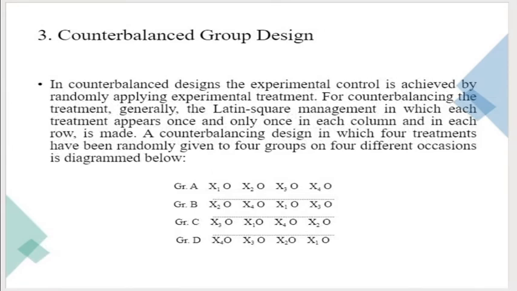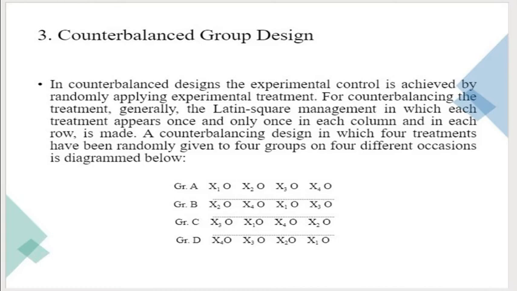Third is the counterbalancing design. In the counterbalanced design, experimental control is achieved by randomly applying the experimental treatment. Such designs are called crossover design, switchover design, and rotation experiment by Campbell and Stanley. The name counterbalancing design was, however, given by Underwood in 1949. For counterbalancing the treatments, generally a Latin square arrangement, in which each treatment appears once and only once in each column and each row, is made.